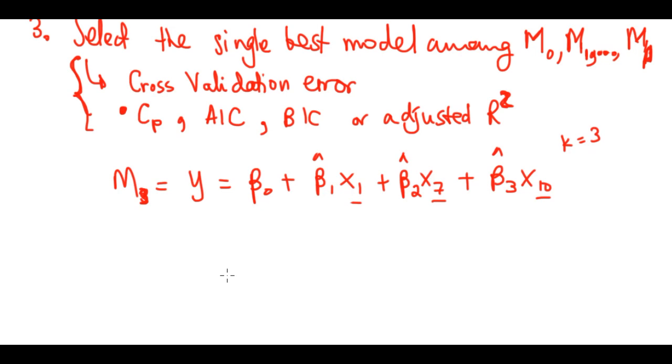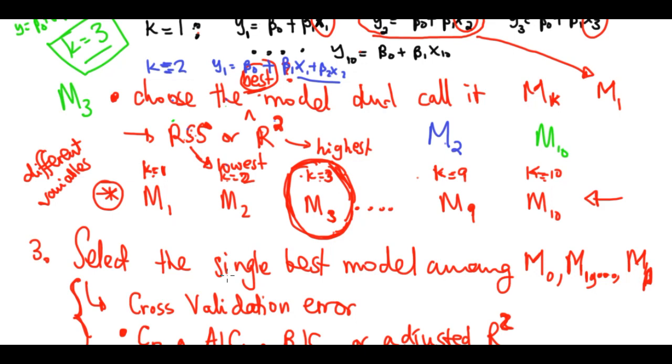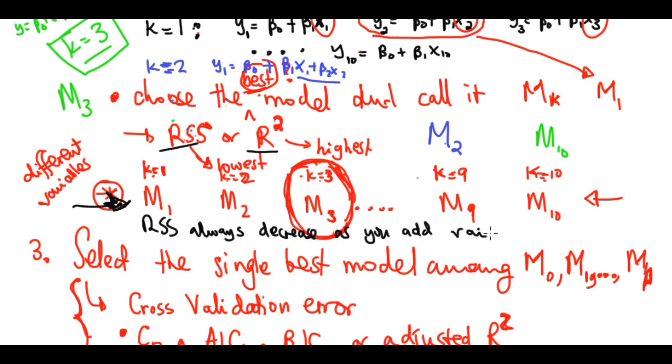To solidify the reason why we cannot compare our R squared when we have models with a different number of variables, we know that R squared and RSS always change as you add variables. RSS decreases as you add variables. That we know. R squared increases as you add variables, right?